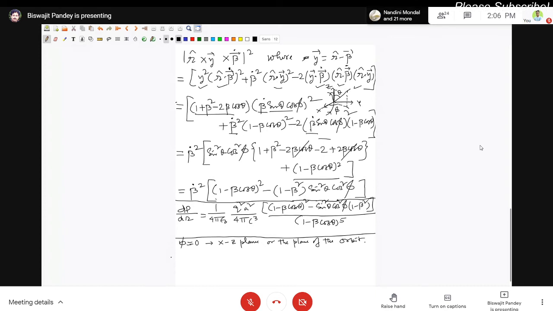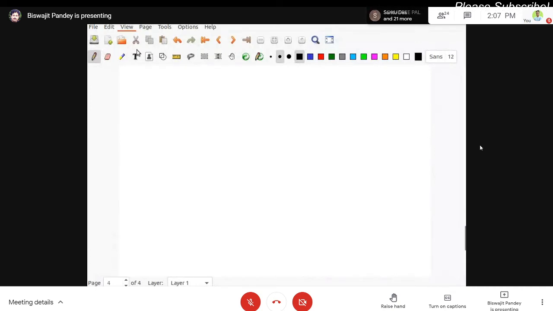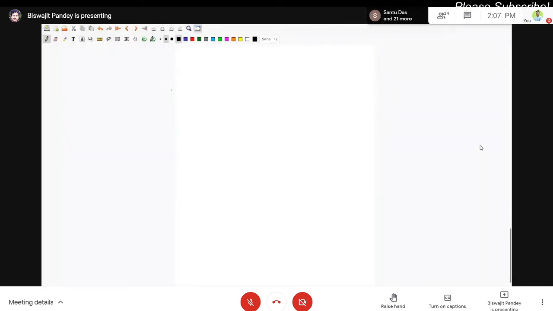Okay, so what I am trying to show you is the radiation pattern in the phi equal to 0 plane. Okay, let us go to the next page and simplify this formula. It will take some space. So what was the formula? Let me write down the formula first and then explain it.